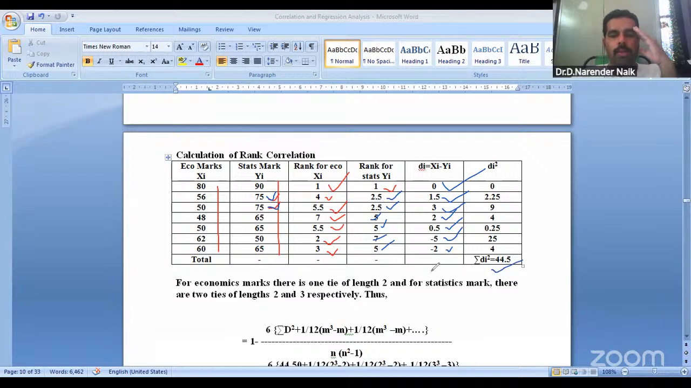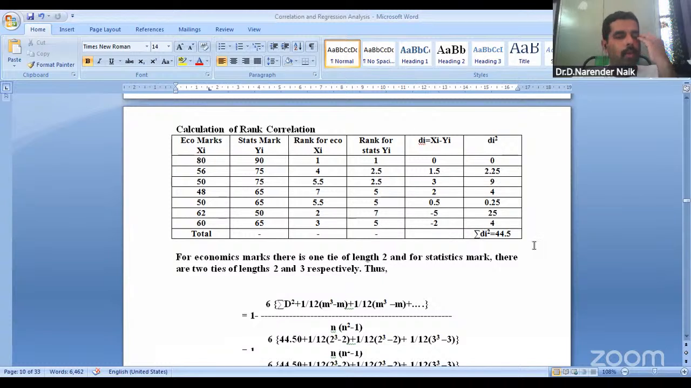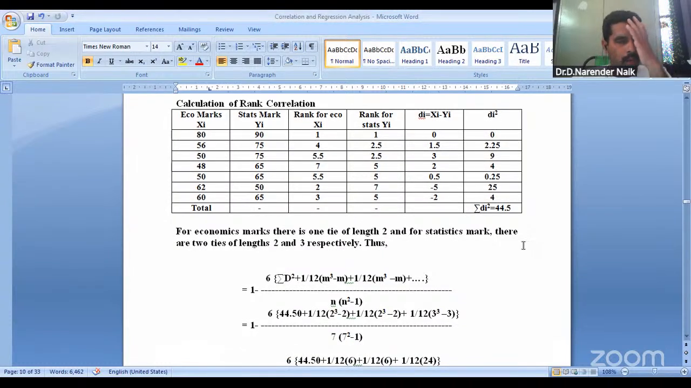So after getting this answer, take the formula and implement the values into the formula. For economics marks, there is one tie of length 2, and in statistics marks, there are two ties of length 2 and 3 respectively. Thus, 1 minus 6 into sigma d square plus 1 by 12 m cube minus m plus 1 by 12 m cube minus m. So 6 into 44.50 plus 1 by 12 m cube minus m. How many ties are there in the first variable, economics marks? 2 ties. 2 cube minus 2.